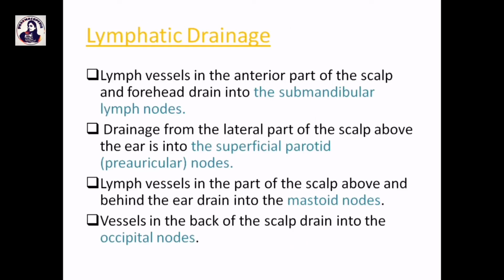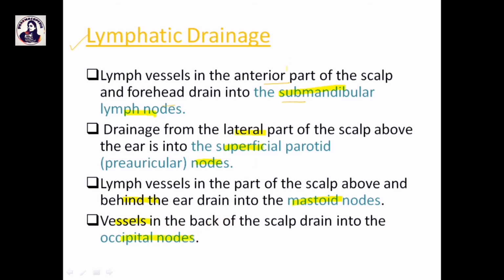Okay, talking about the lymphatic drainage. In lymphatic drainage, the anterior part of the scalp and the forehead drain into the submandibular lymph nodes. The lateral part of the scalp above the ear drains into the superficial parotid lymph nodes. The part of the scalp which is above and behind the ear drains into the mastoid nodes, and the vessels present in the back of the scalp drain into the occipital node.